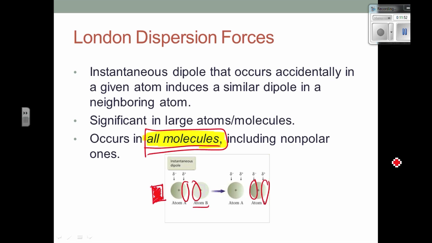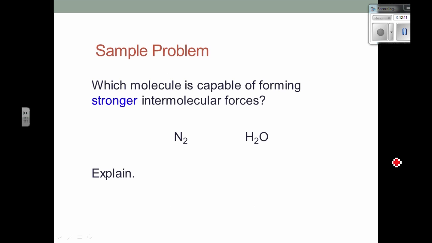Okay? So does water have London dispersion? Does HCl? Does CO2? Does O2? I think you get the point. So which molecule is capable of forming stronger intermolecular forces? And why? H2O, good. And why?